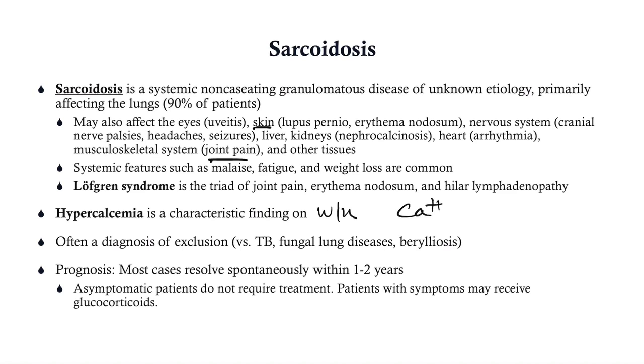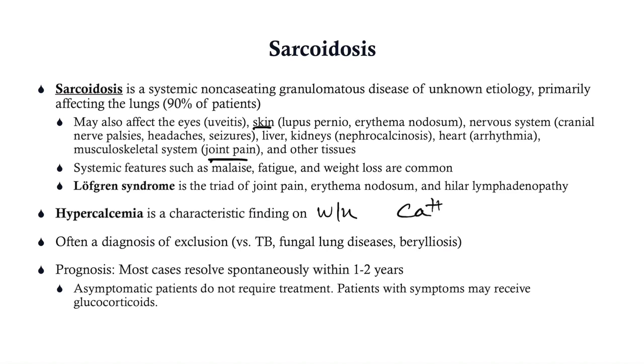The prognosis: most cases will resolve spontaneously in 1 to 2 years. Often, this is a diagnosis that you'll make incidentally. You get a chest x-ray for some other reason, you see hilar lymphadenopathy, the patient's not really having symptoms, and so you would make that diagnosis incidentally. And in that case, if they're not having symptoms, they're not having shortness of breath, they're not having joint pain, you don't need to treat it. So you just observe, and eventually it goes away.